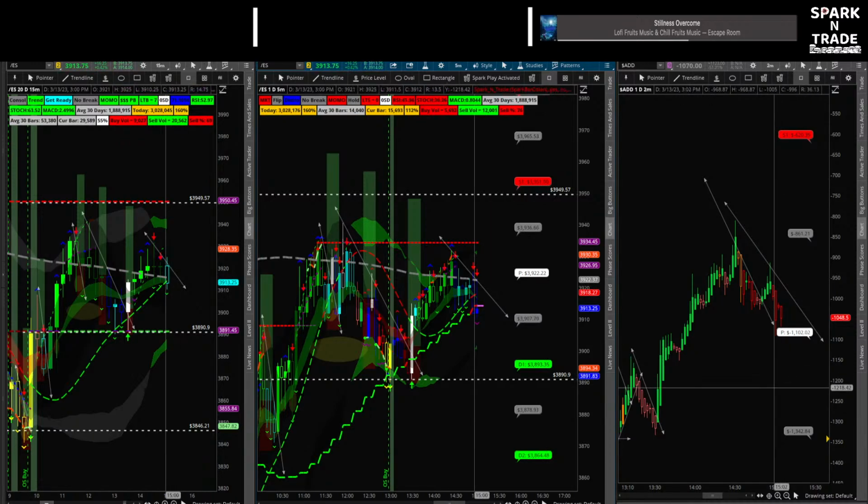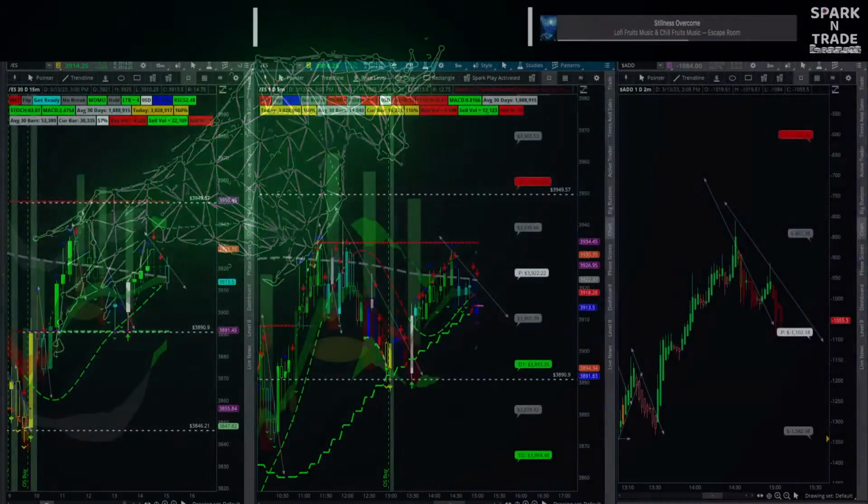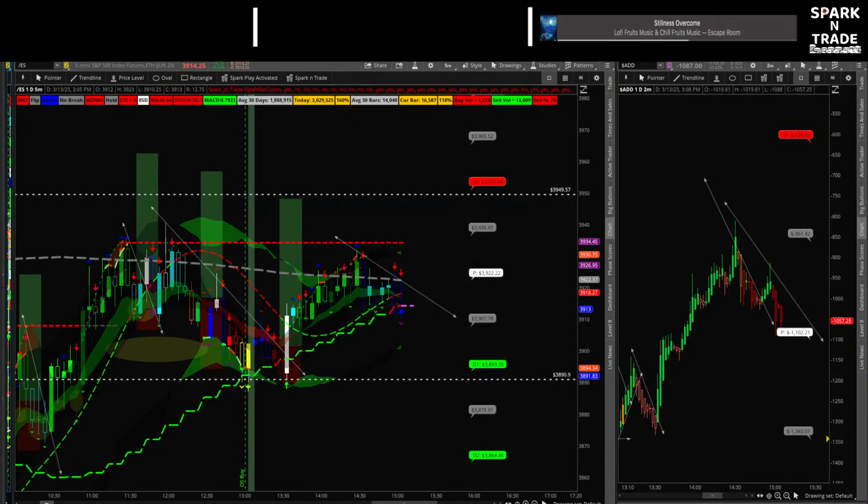They fighting right there. They fighting right here. Bulls need to step it up. Bull stepping it up.